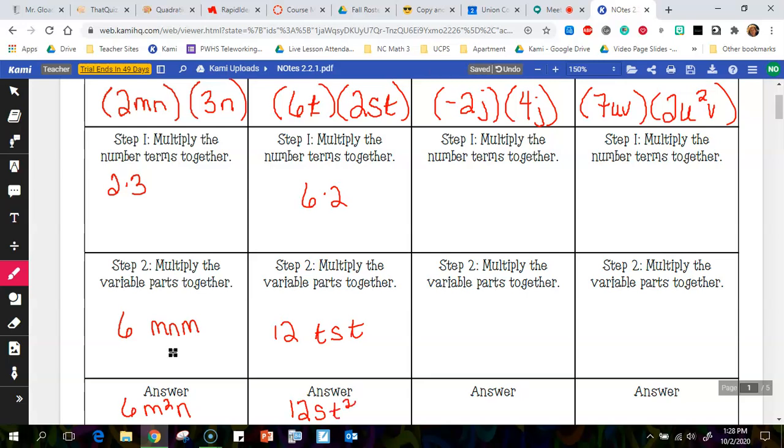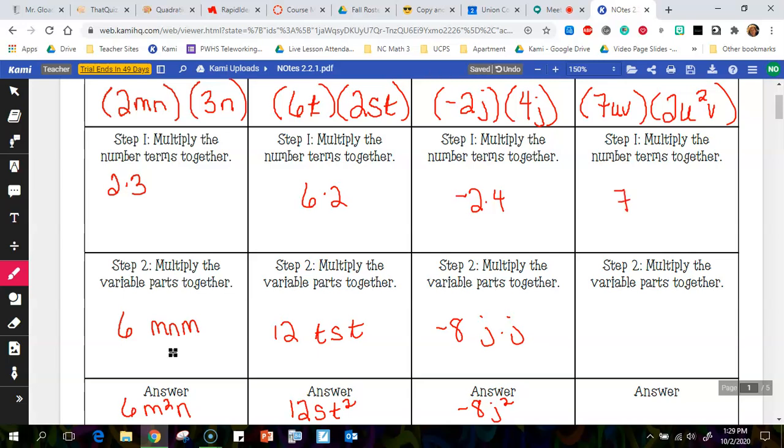And this section is just on multiplying terms in polynomials, by the way. Multiply the number terms together. Negative 2 times 4, that's negative 8. And then we have j times j. So that's going to be negative 8j squared.